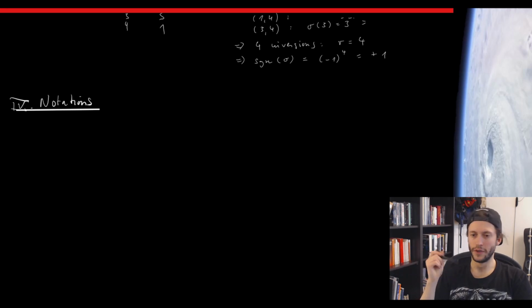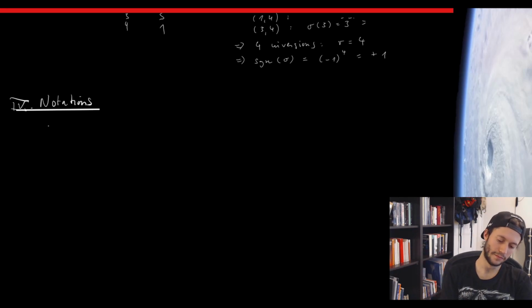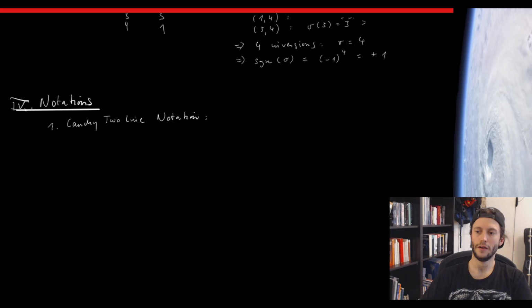But the real interesting stuff right now is, well, talking so much about permutations, what is the best way to note them down, to write them down? And as it turns out, there are different ways. Like the first one is the Cauchy two-line notation. This is maybe the most intuitive one, or the most basic one.